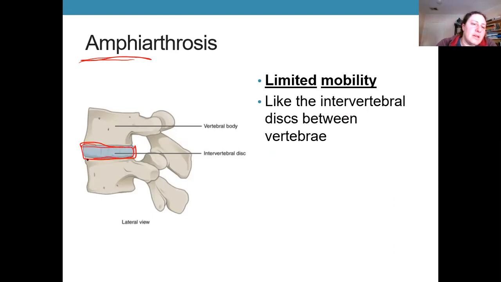So these guys are fibrocartilage. I mentioned them when we talked about different types of cartilage. And because cartilage is good at compression, we can get a little bit of movement across that joint because of the cartilage squishing. Not a ton of movement, just a little bit.